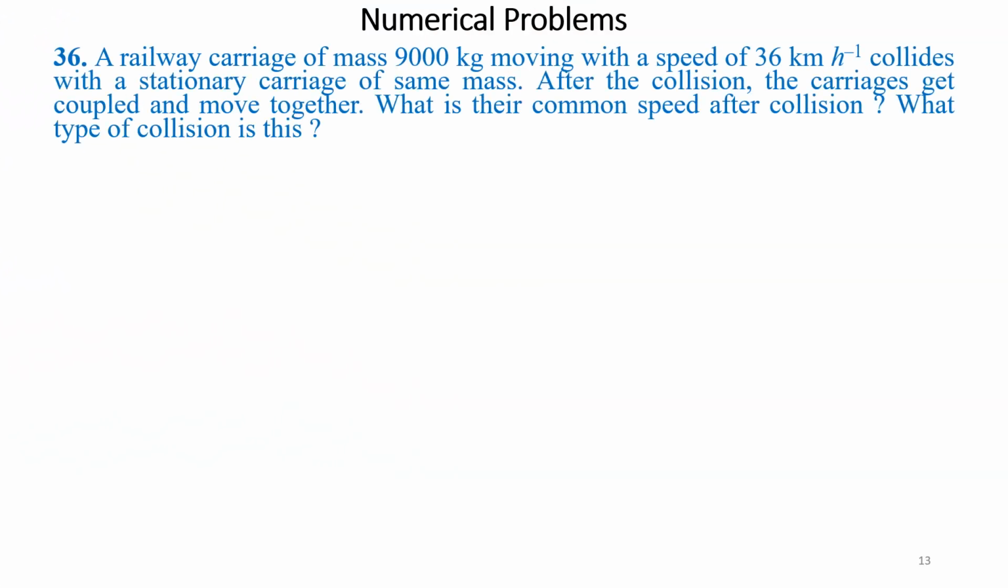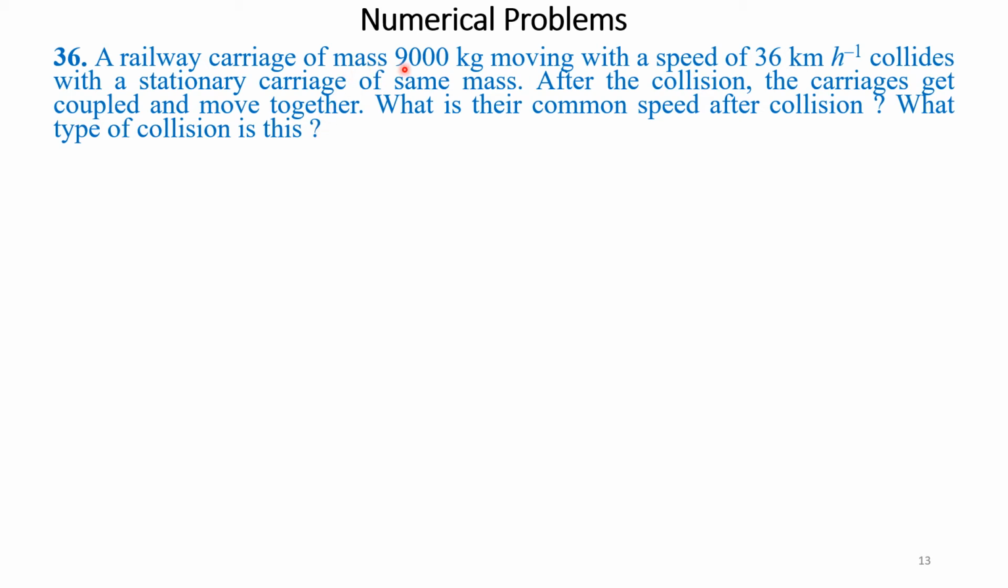Next question. Question number 36. A railway carriage of mass 9000 kg moving with a speed of 36 kilometers per hour collides with a stationary carriage of same mass. After the collision, the carriages get coupled and move together. What is their common speed after collision? What is the type of this collision? Please analyze the question.